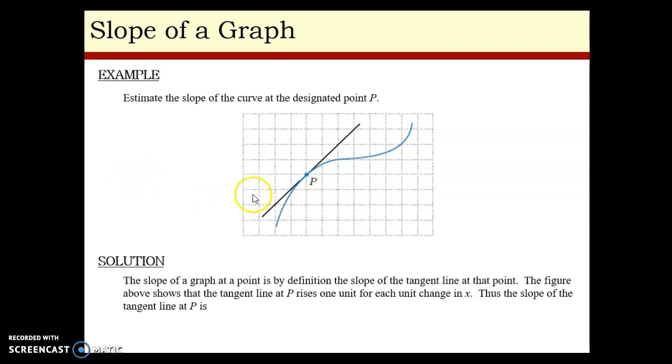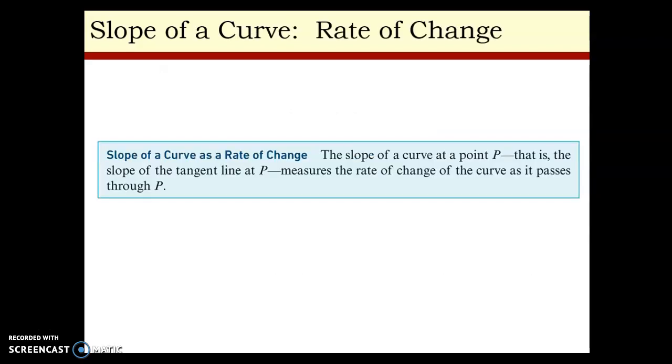So it rises 1 for 1 in this example. You go up 1, over 1, up 1, over 1. So the slope of this tangent line, of the black line, the change is going up 1, over 1, that's 1.